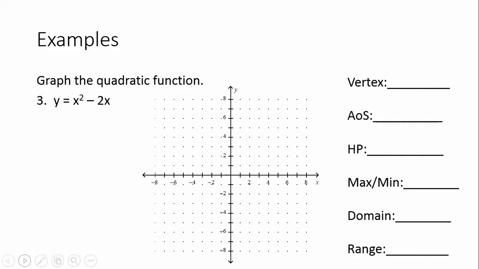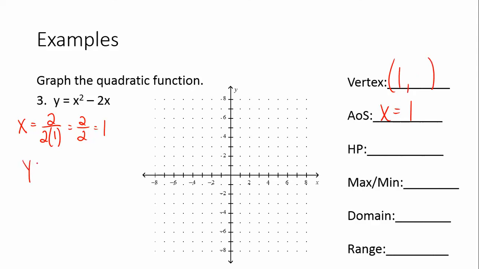Another example, y equals x squared minus 2x. So what we have here again is axis of symmetry, so x is equal to negative b over 2a. Since b is negative, when we take the negative of a negative, we get a positive, so 2 over 2 or 1. So our axis of symmetry is x equals 1. It's also the x coordinate of the vertex.